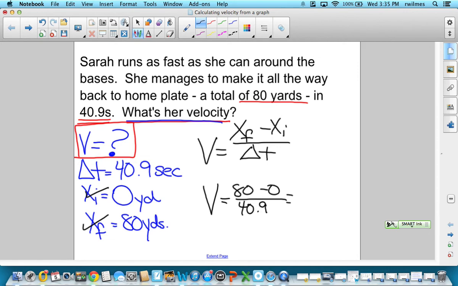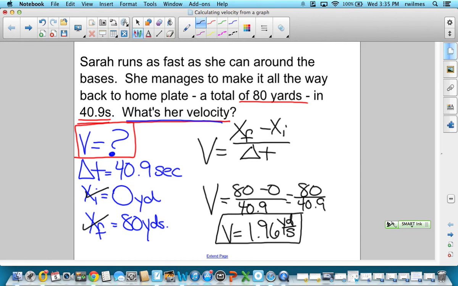seconds. Okay, so here's what you do. 80 minus 0 is 80, of course, divided by 40.9 seconds. And I'm going to plug that into my calculator, and I'm going to see that 80 divided by 40.9 is, she had a velocity of 1.96 yards per second. I'm going to put a box around it so that we absolutely know the answer. Write down your variables, check. Write down your formula, plug your numbers in, and solve. All those steps. Let's try one more.